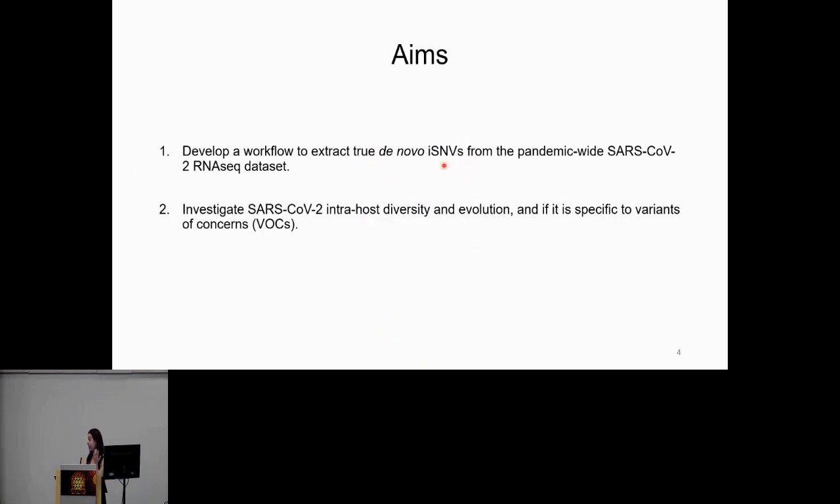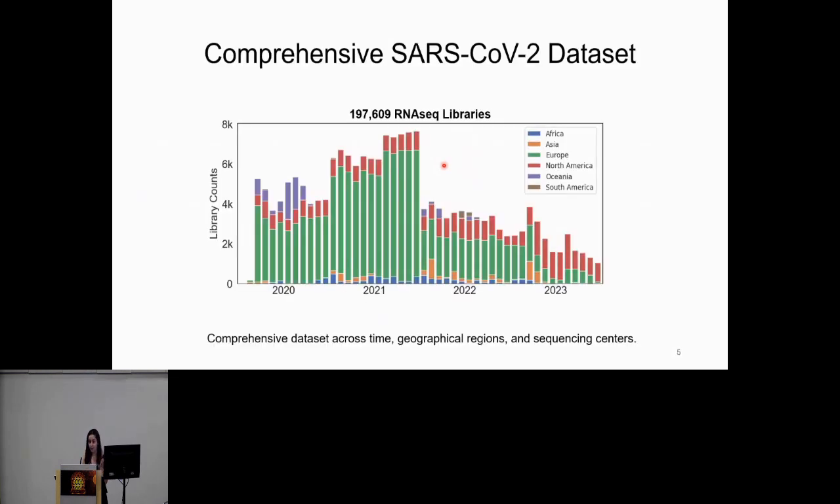which leads me to our two aims that I will be discussing throughout this presentation. The first one is to develop a workflow to extract these de novo mutations using the pandemic-wide SARS-CoV-2 RNA-seq dataset. And the second aim is to investigate these de novo mutations to understand the intra-host diversity and evolution, and specifically if it's variant specific. So as I talked about the diverse dataset, this is a representation in our dataset. So we have a representation across time, geographic regions, and sequencing centers.